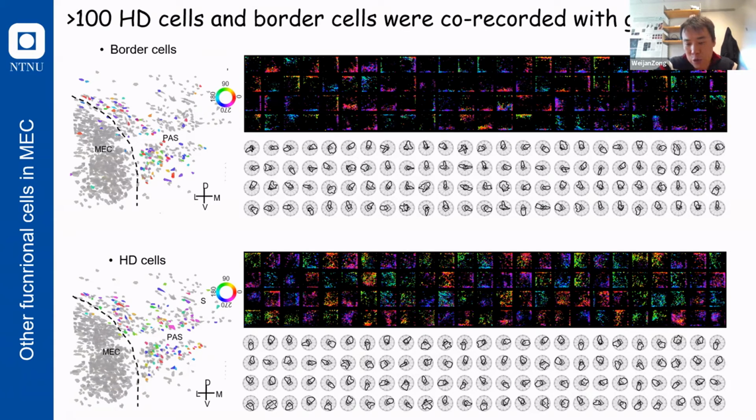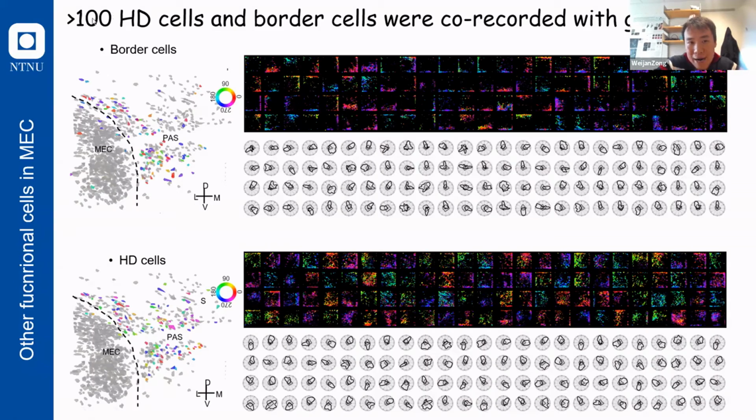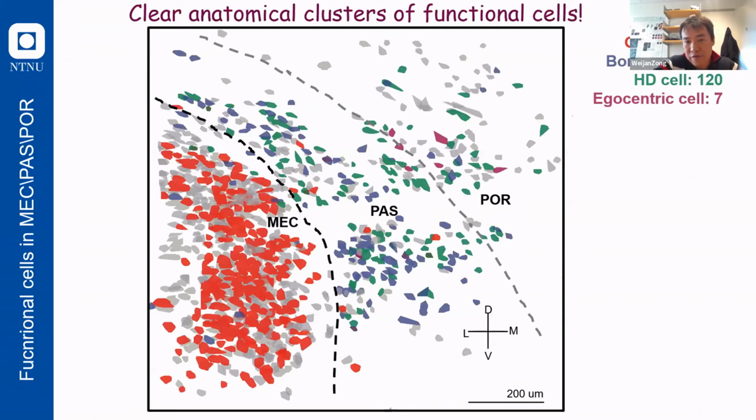And one striking thing you can see is that all of these grid cells are highly confined in the MEC region, but the other cell types, such as border cells and head direction cells, are located separately from these grid cells, in the surrounding parasubiculum. And if you overlap all of these spatially tuned cells together, you can see this clear topographic distribution: the grid cells are close to each other in a cluster in MEC, and all the other cell types, like border cells, direction cells, and some egocentric cells, are mixed in other places.